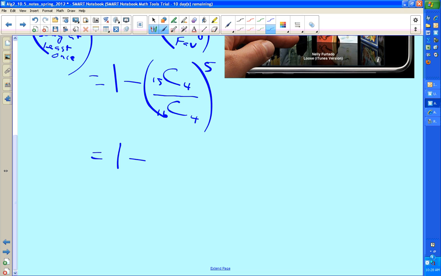How many? It's going to be like, really? Yeah. 1,365 over 16 taken 4 at a time? 1,820? Now, at this point, you should make that fraction, 1365 over 1820, to a decimal. And raise the decimal to the power of 5.